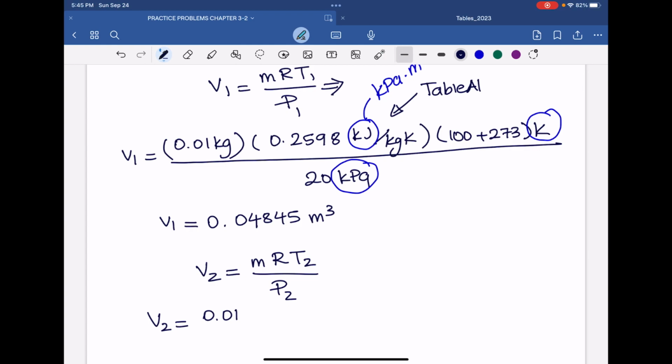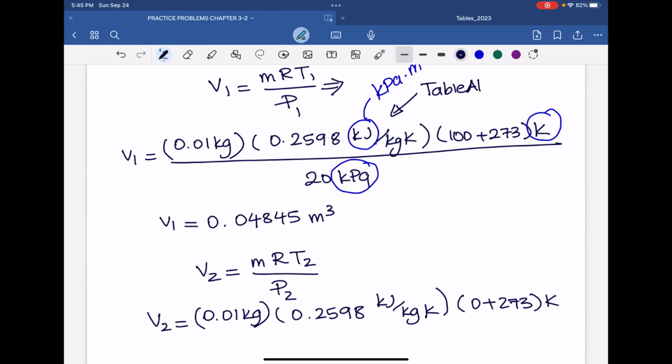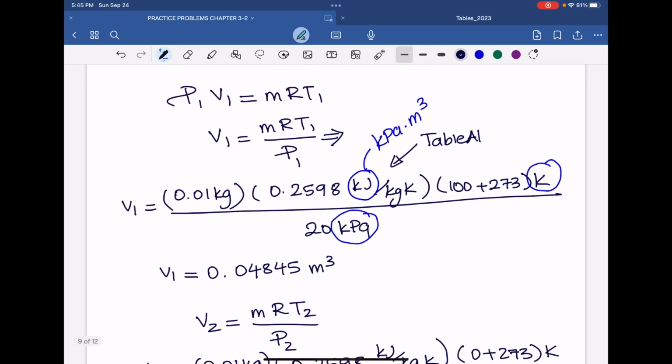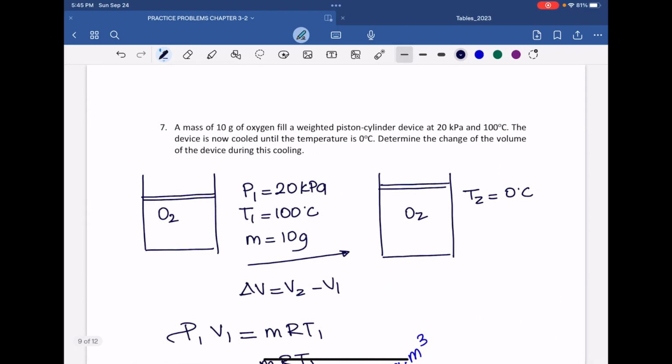Mass doesn't change. It's a closed system. R doesn't change because it is the same system, oxygen. The temperature change though, it is 0. Oh my god, my line is really bad. Okay. And pressure is 20. Now, why did I say the pressure is 20?